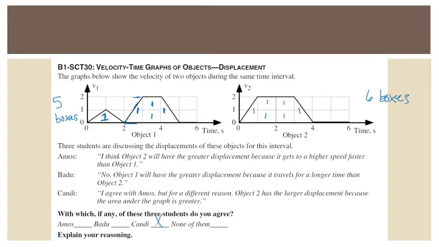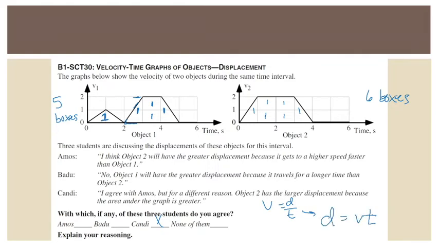Candy is correct. The area under the curve represents the displacement, and the displacement is greater because the area is greater. That's it. And the reason why area under the curve works very well is illustrated by Amos and Badu's answers. Because what they are trying to do, if you think about it, is look at the equation v equals d over t and solve it for distance.